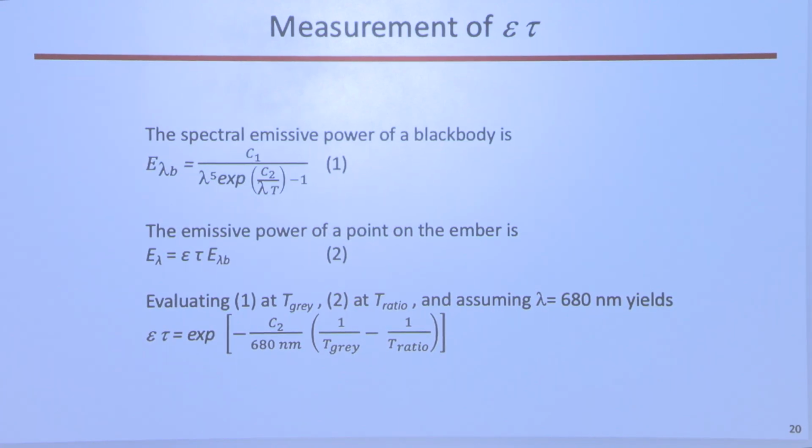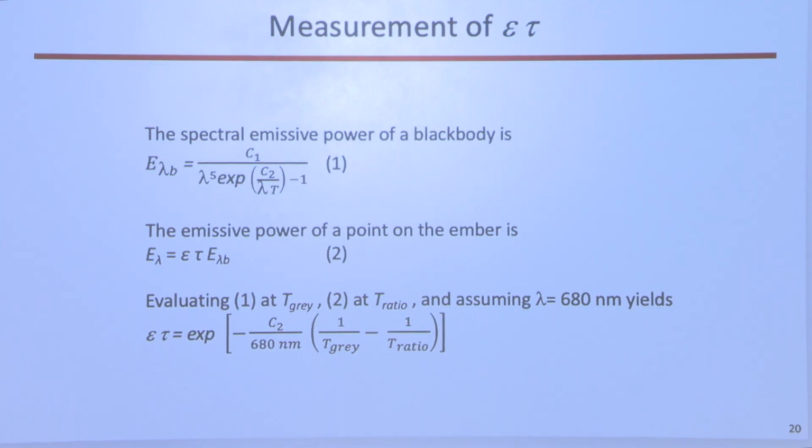And that's shown in equation 2. So what we do here in order to improve our pyrometry is to evaluate equation 1 at the grayscale temperature at that pixel, whatever the grayscale temperature is, we evaluate equation 1. And we evaluate equation 2 at the ratio temperature.